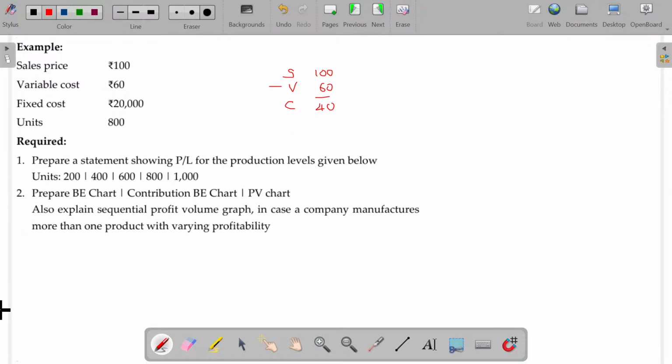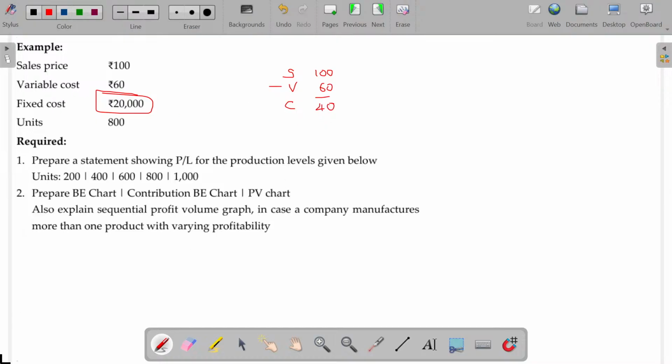So where I am comfortable. If I am comfortably sitting in a shop and doing the same operation, buying the pen for 60 and selling for 100, that gives me 40 rupees contribution. But that 40 rupees is not in my pocket because I need to have some facilities. For that facility, I spend around 20,000 rupees. Probably rent. Is that clear?